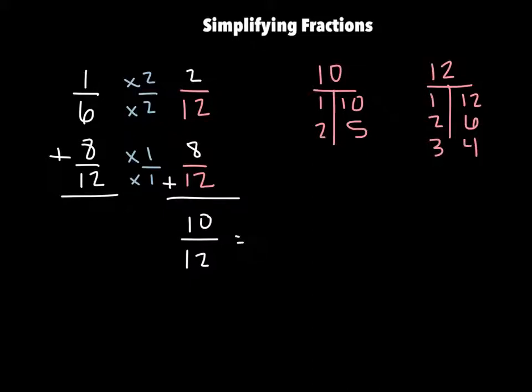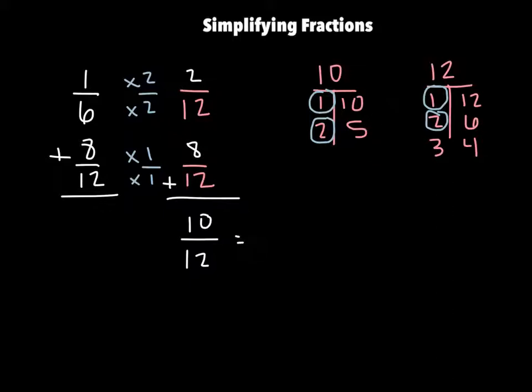And what I'm going to do is try to find a common factor between them, but I want the greatest common factor. So I go through and I circle everything that they have in common. I see a 1, I see a 2, and that's it. Nothing else is in common. And I want to find the greatest common factor, or the GCF. And so in this case, it would be 2.